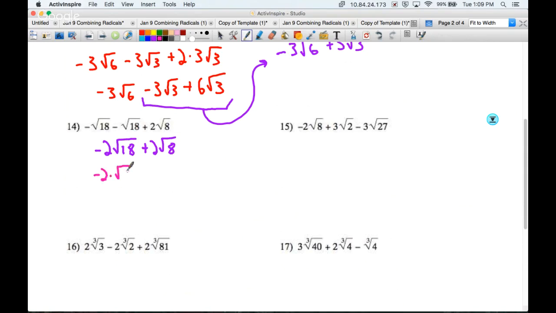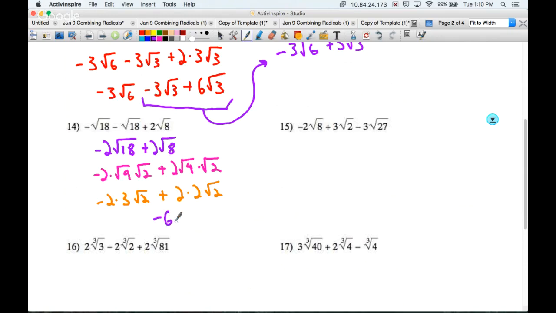Negative 2 is the square root of 9 times the square root of 2 plus 2 times the square root of 4 times the square root of 2. 4 and 2 make 8. 2 and 9 make 18. This becomes negative 2 times 3 root 2 plus 2 times 2 root 2.